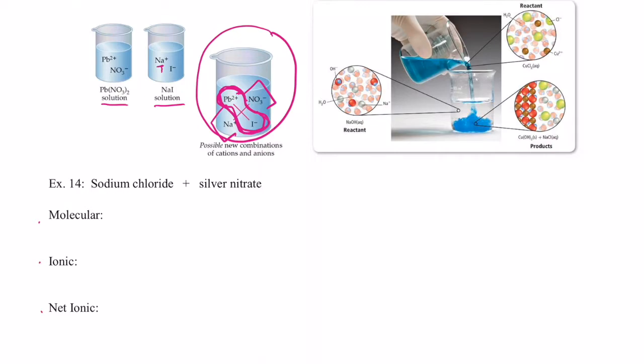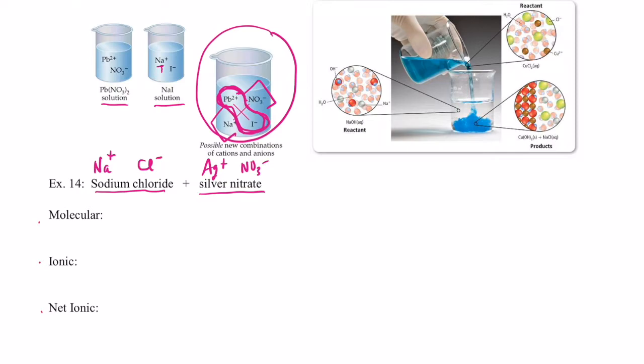So let's say I had a beaker that contained sodium chloride and another beaker that contained silver nitrate. And I want to mix them together, and I want to write the molecular, ionic, and net ionic equation for what happens there. So let's write down my ions involved first. Doesn't that sodium chloride solution contain sodium ions and chloride ions? And silver nitrate, doesn't that contain silver ions and nitrate ions?